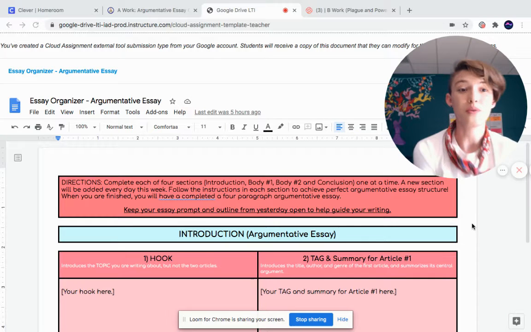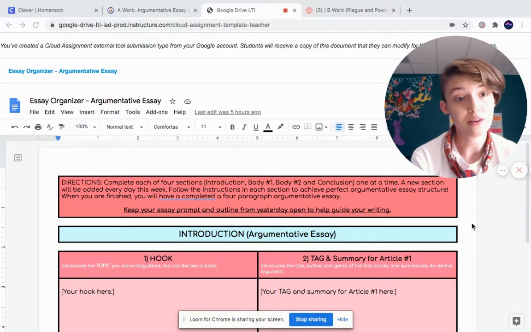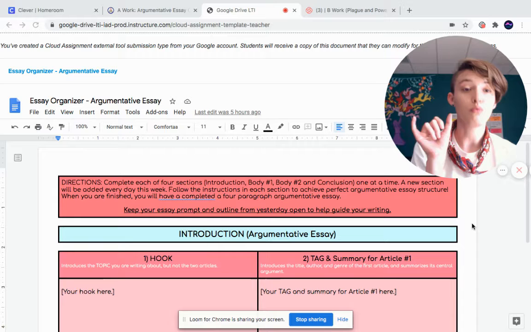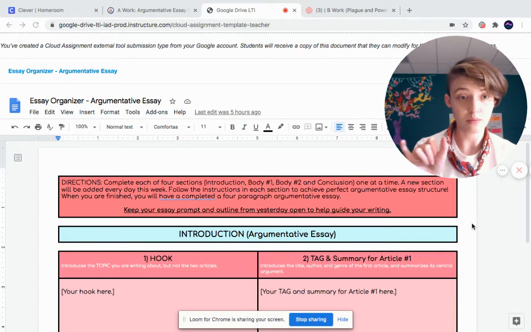Okay, so today you are going to be writing your introduction to your argumentative essay using an essay organizer. So yesterday you should have come up with an outline. The outline basically stated which of the two articles on obesity you believe was more persuasive.